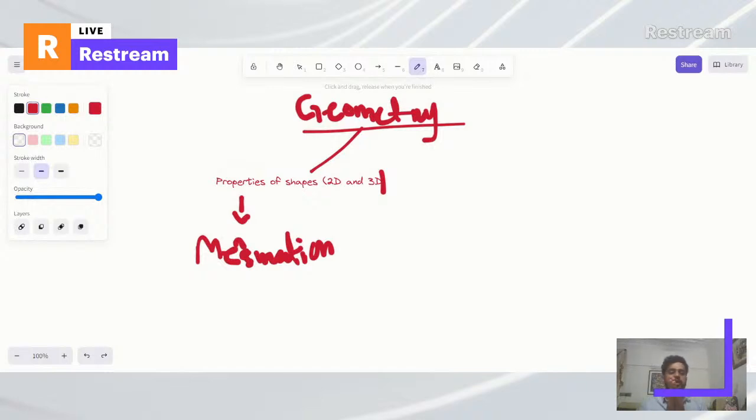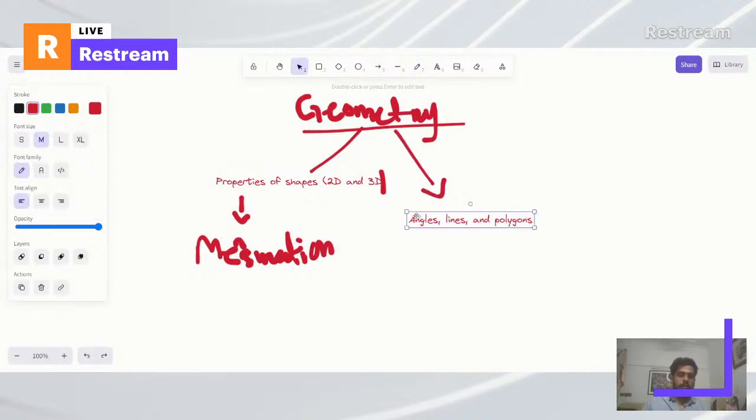And for 2D shapes, what exactly can the examiner ask you? What are the limitations of the examiner? So we're going to discuss all of that as well. Now, with respect to geometry, we're going to also study lines, angles, and polygons.